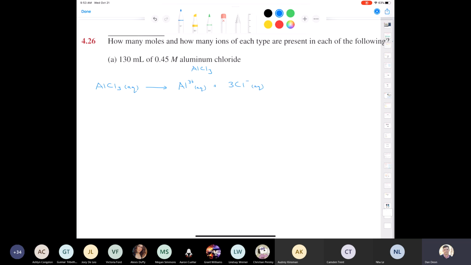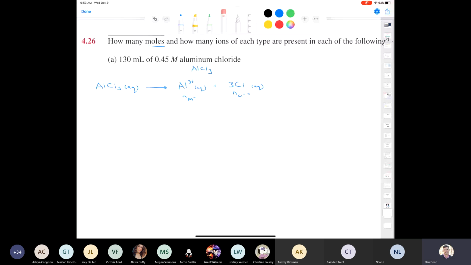Now, we want to know how many moles of each of these ions, right? We want to know the number of moles of aluminum. We want to know the number of moles of chloride. And we want to know the number of ions for each of these. Well, if we know the number of moles, we know that there's 6.022 times 10 to the 23 ions in a mole. And so we could just use Avogadro's number to solve for that.